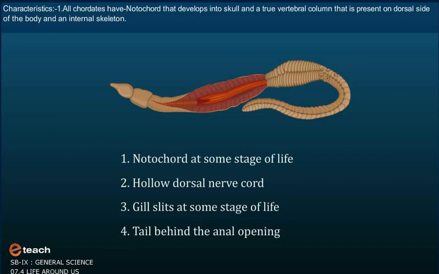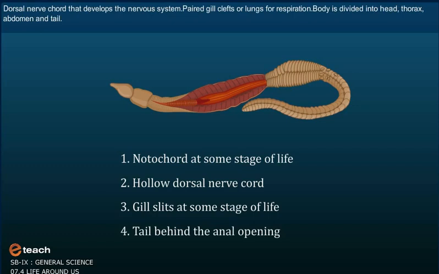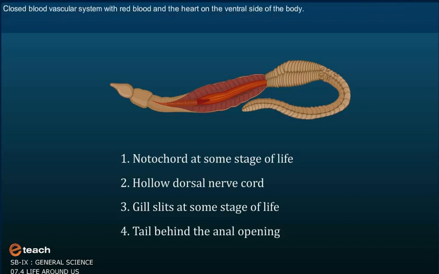Characteristics: all chordates have a notochord that develops into the skull and a true vertebral column that is present on the dorsal side of the body, and an internal skeleton. A dorsal nerve cord that develops the nervous system. Paired gill clefts or lungs for respiration. The body is divided into head, thorax, abdomen and tail. Closed blood vascular system with red blood and the heart on the ventral side of the body.